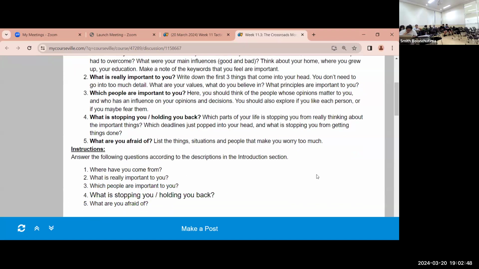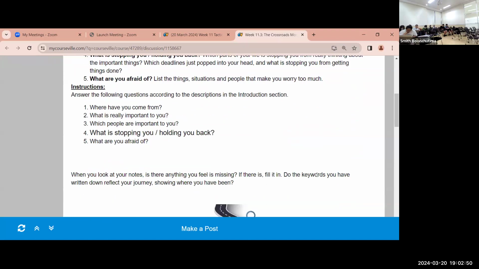Okay, the instruction: answer the following questions according to the description in the introduction section. Where have you come from? What is really important to you? Which people are important to you? What is stopping or holding you back? And what are you afraid of?